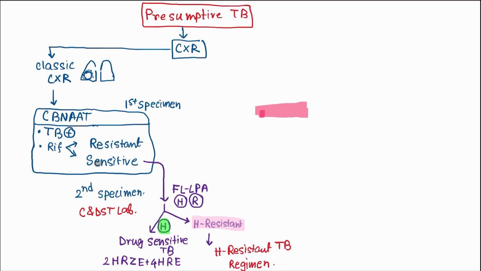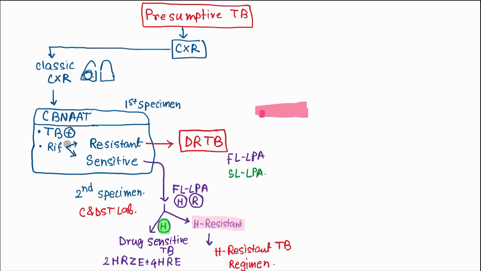Okay, and suppose in that case you have H resistance in this first line probe assay, you get the result H resistance, but R is sensitive. Look at sensitive. So we have to give the treatment of the H resistant TB regimen. We will be discussing shortly about this H resistant TB regimen.